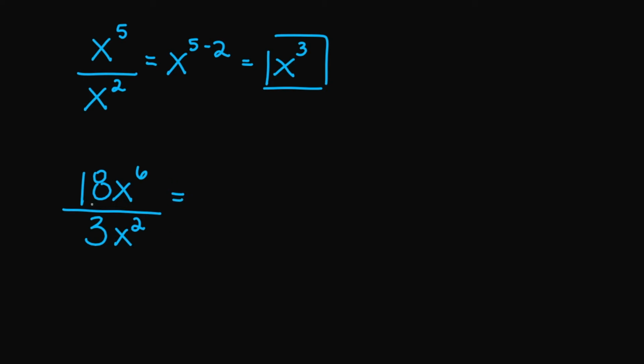So let's look at this example. I'm going to simplify 18 divided by 3. This is going to give us 6. And here I am dividing with the same base, so I'm going to subtract my exponents. So we have 6x^(6 minus 2), and this is going to equal 6x to the fourth power.